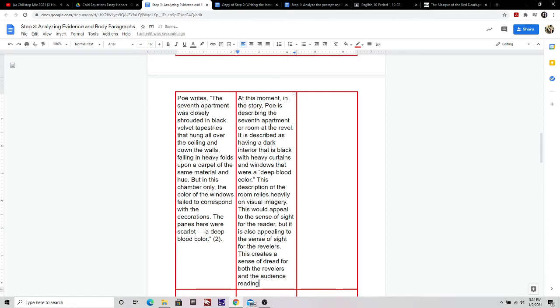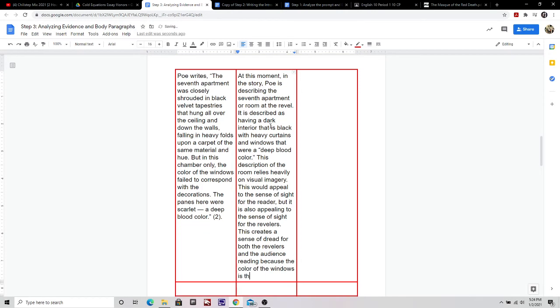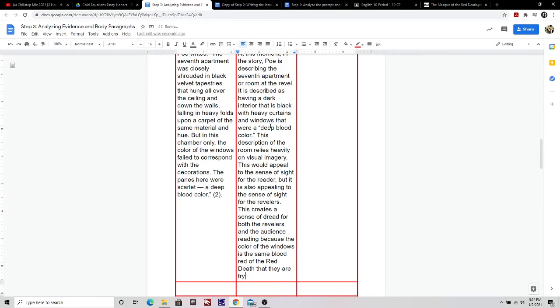reading, because, if I can spell it, because the color of the windows is the same blood red color that they are trying to avoid.